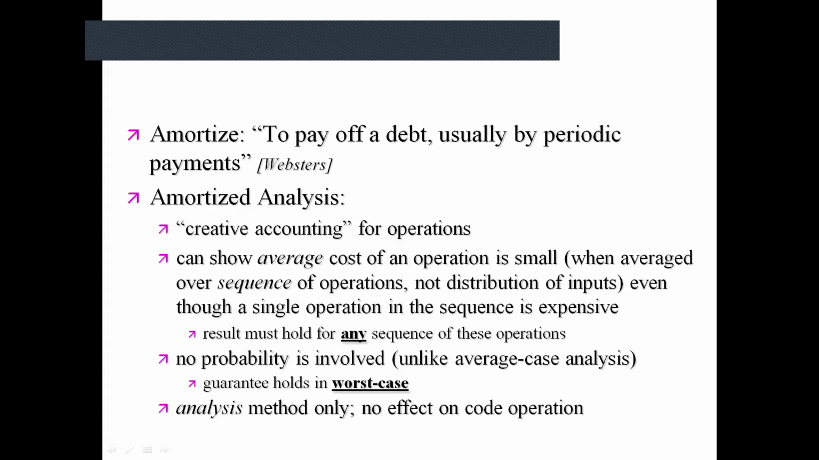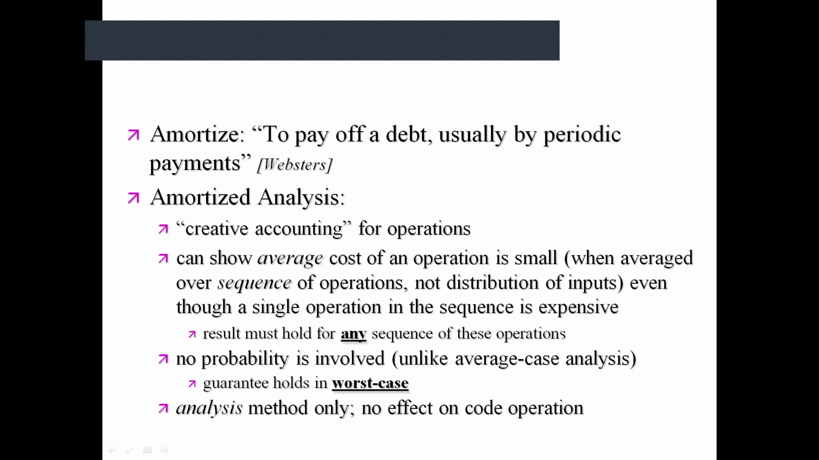In some data structures we have seen that the insertion operation is very expensive, meaning it takes more time complexity, whereas deletion is not at all expensive. So there are cases like that. But when we take a sequence of operations like multiple insertions, deletions, insertion, deletion, etc., we can show that the average cost of an operation is small when taken over a sequence of operations and not just based on the input size. So these results must hold true for any ordering of these operations.